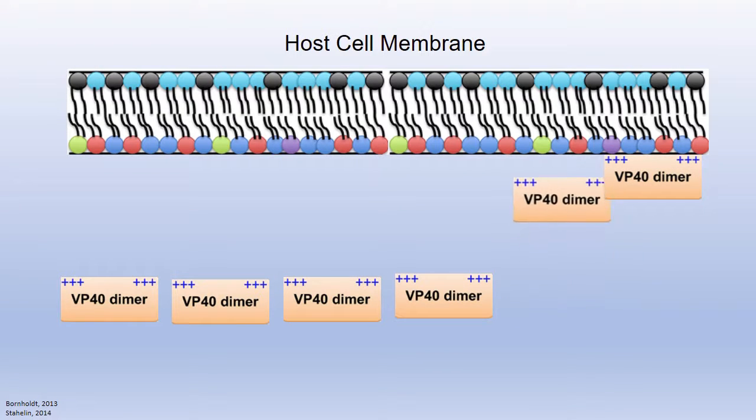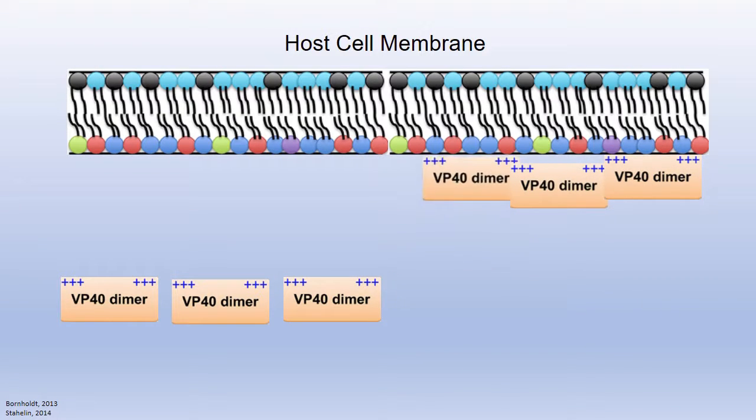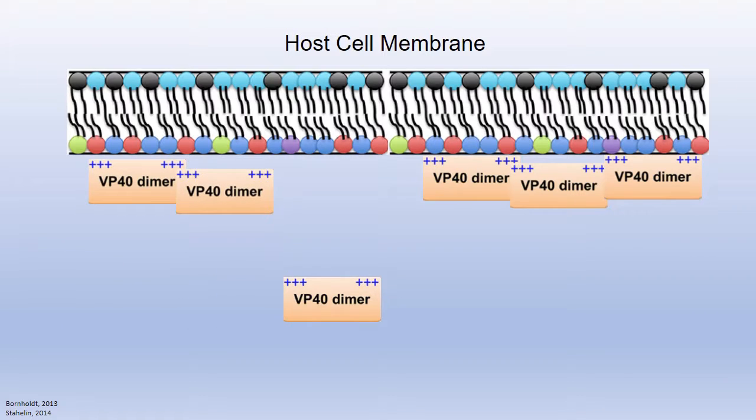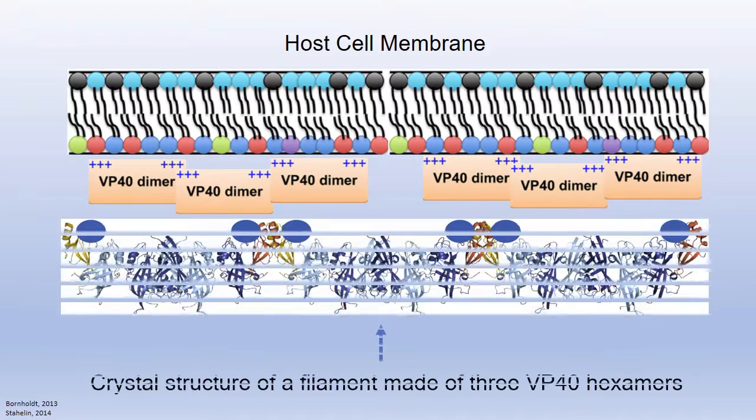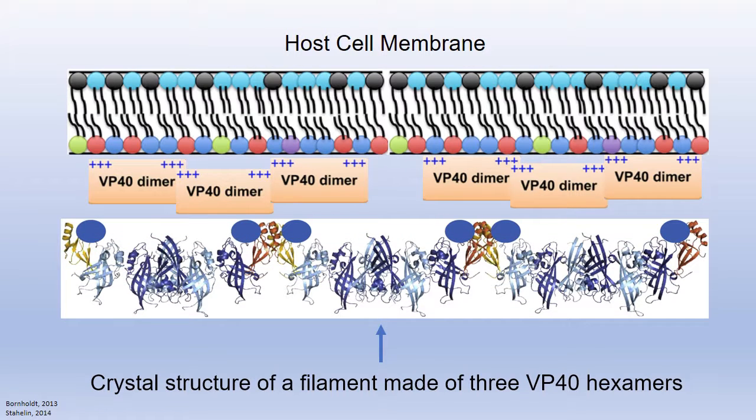Once VP40 dimers have migrated to the cell membrane, they begin to assemble even further into hexamers, each composed of 3 dimers. These hexamers are connected through hydrophobic interactions at their C-terminal domains. These hexamers then form long continuous filaments that line the host cell membrane.